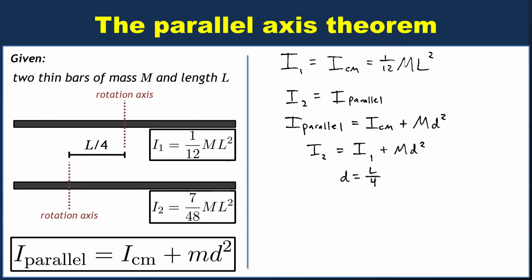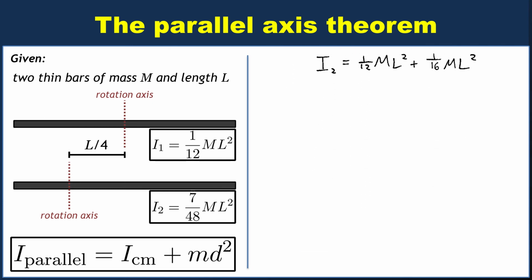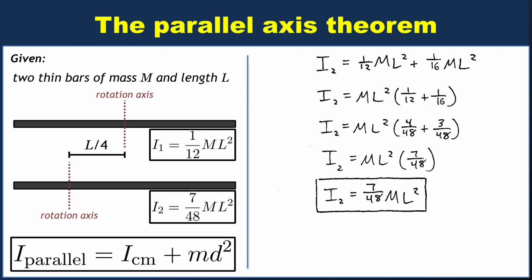Plug that into our expression in the parallel axis theorem. Okay, now we can go in and substitute in the expression for I1 and simplify that term on the right a little bit. So we get that I2 equals 1/12 mL squared plus 1/16 mL squared. We can pull out a factor of mL squared, and now we just need to find a common denominator between those two fractions. We do that, and we get that I2 equals mL squared times 7/48, and recover the expression that we have over there on the left, I2 equals 7/48 mL squared.